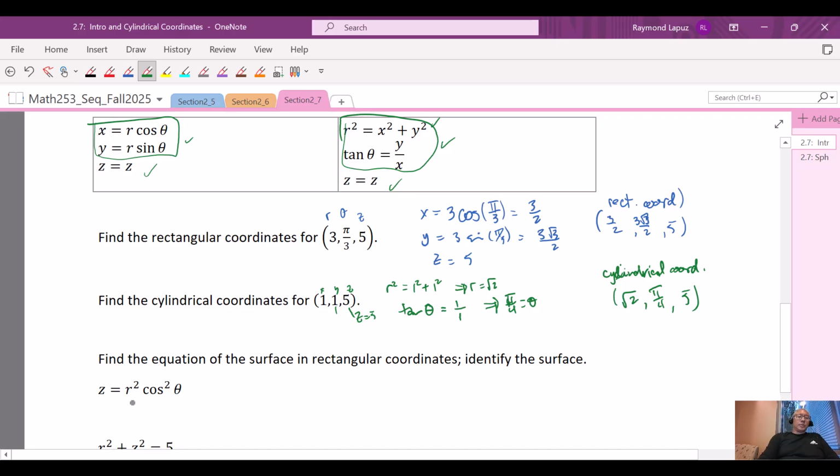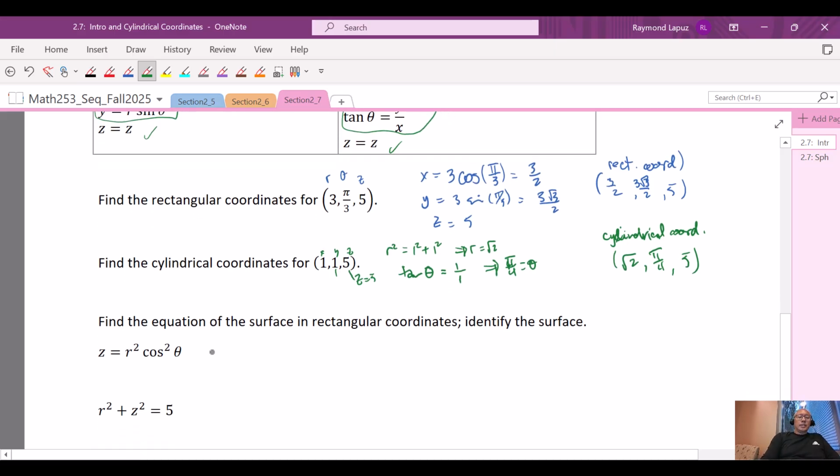So for this first one, you see that r squared times cosine squared theta is the same as r cosine theta quantity squared. So that's just x. So I would transform this by saying z is equal to r cosine theta quantity squared, which is equal to x squared. So z is equal to x squared.